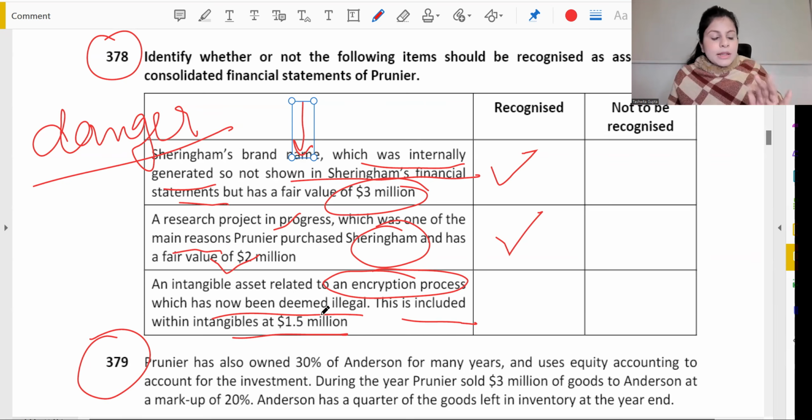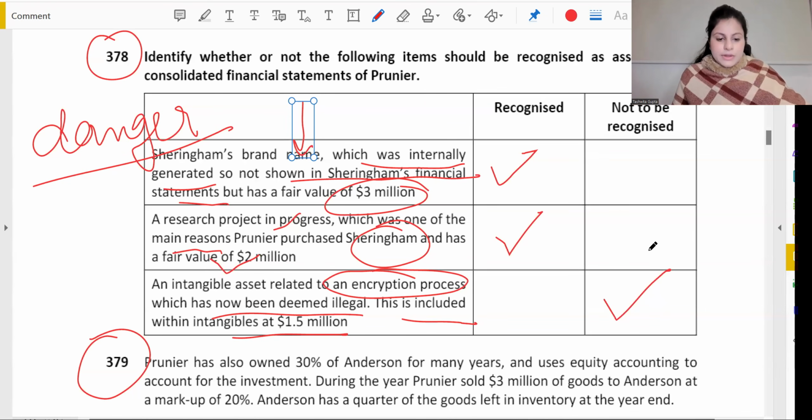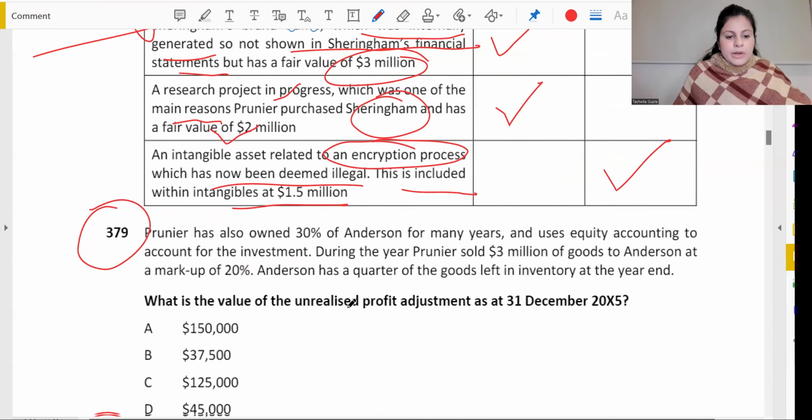Encryption might be a process. We are not UPSC aspirants. We don't know everything about what is encryption, what is this, what is that. We are just having a basic common sense that encryption is a process which is now illegal. So that means now we cannot do this process because it is illegal. So should I record any intangible for this? No. So we will not include any intangible for this. So that's it. Let's move on.